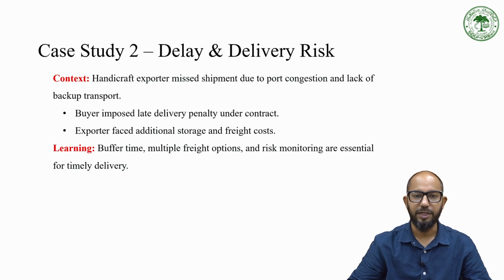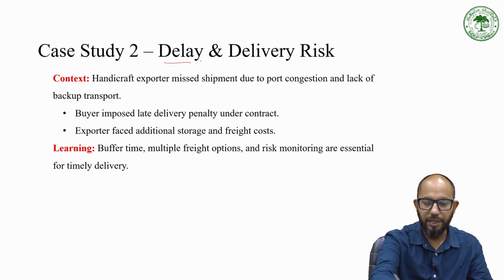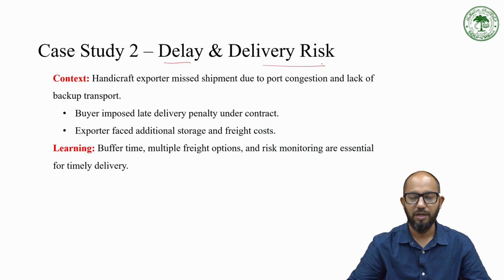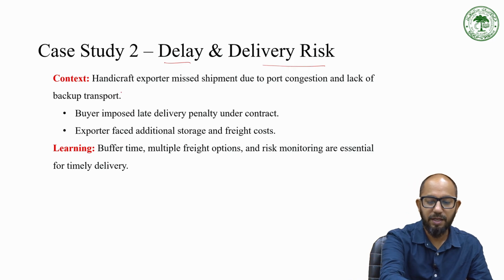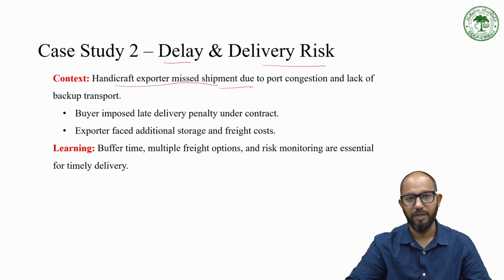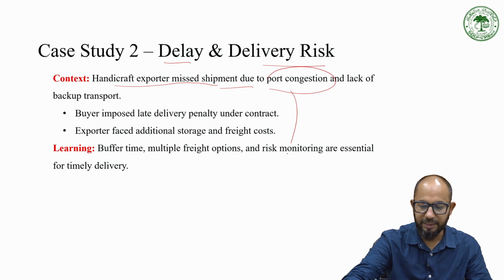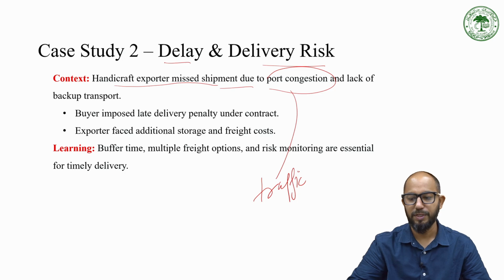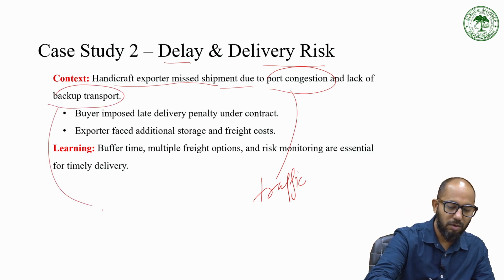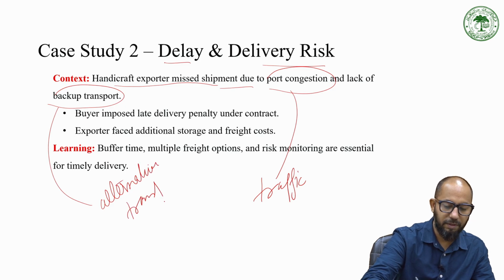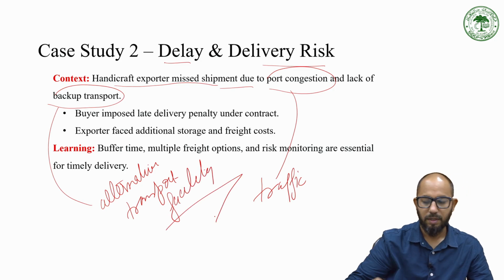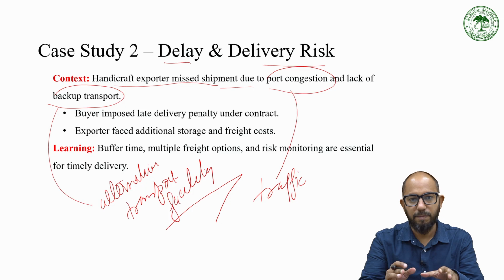Let us move to the second case study. It is about delay and delivery risk. The scenario or the context is that a handicraft exporter has missed a shipment due to port congestion, that is port traffic, and lack of backup transport, meaning no other alternative transport facility. Thus, because of these two problems, the handicraft exporter has missed the shipment.